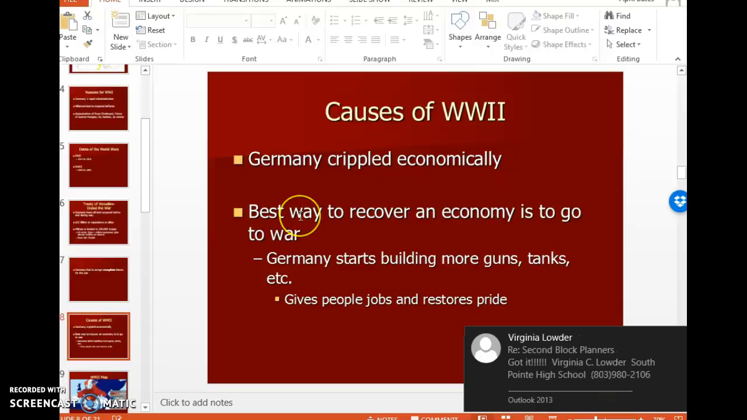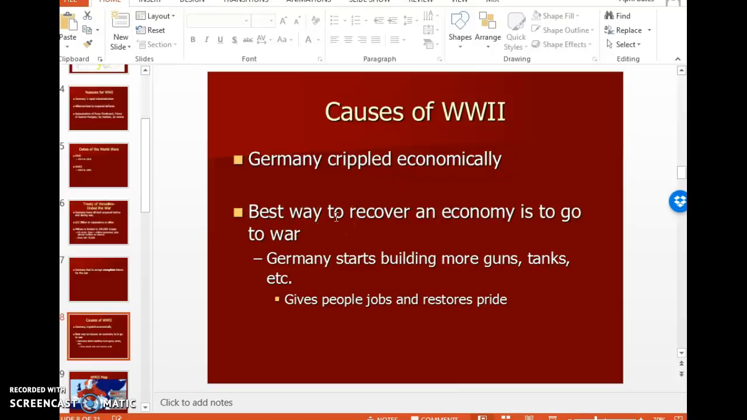And because of that, one of the best ways to recover from a bad economy is to actually go back to war. I know that doesn't make sense, but it kind of does. Think about it. Nobody has any money, nobody has any jobs. Well, if you start factories that make guns and tanks, etc., then you're going to have to put people to work. Well, once you have all these guns and tanks and parachutes, then you need to use them. So now you have to hire soldiers. So now those soldiers have jobs and they have weapons.